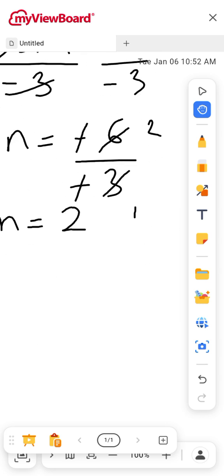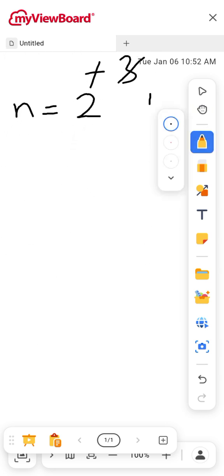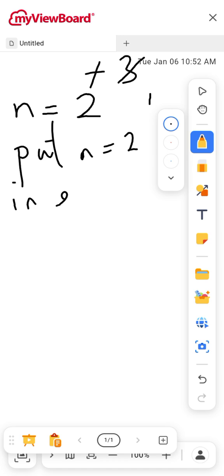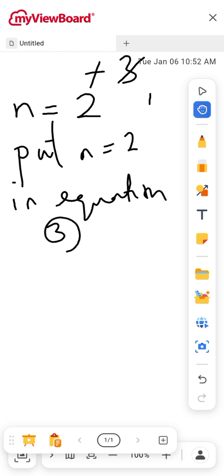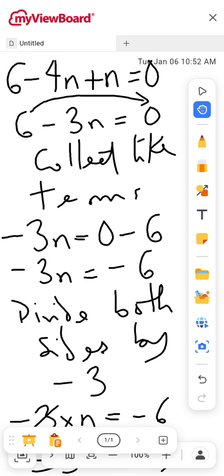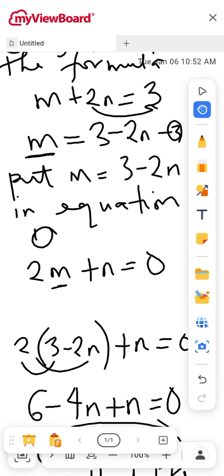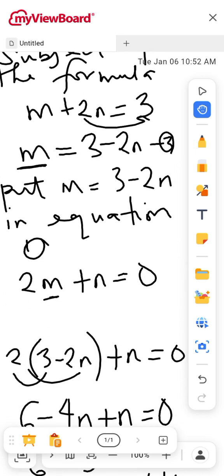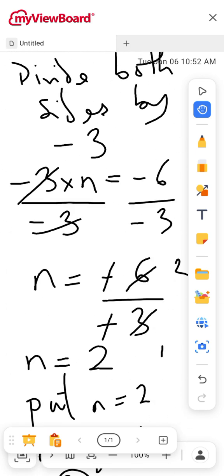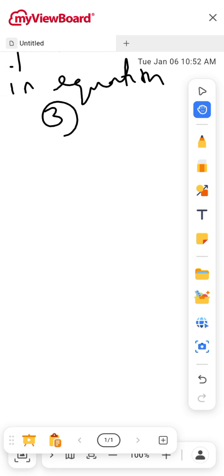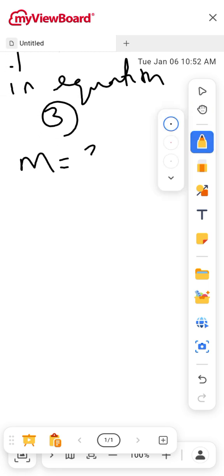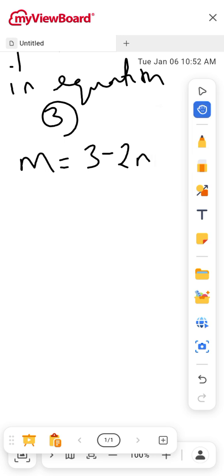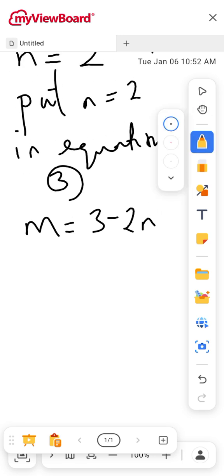Now, having gotten our n, you can now get the value of your m. Don't forget your equation 3. You can easily substitute there. Put n equals 2 in equation 3. That one makes the journey easier. What is my equation 3 saying? Our equation 3 is the equation that we made the subject of the formula. And equation 3 says m equals 3 minus 2n. And anywhere I see n, what will I put there? I put 2 because n is 2.